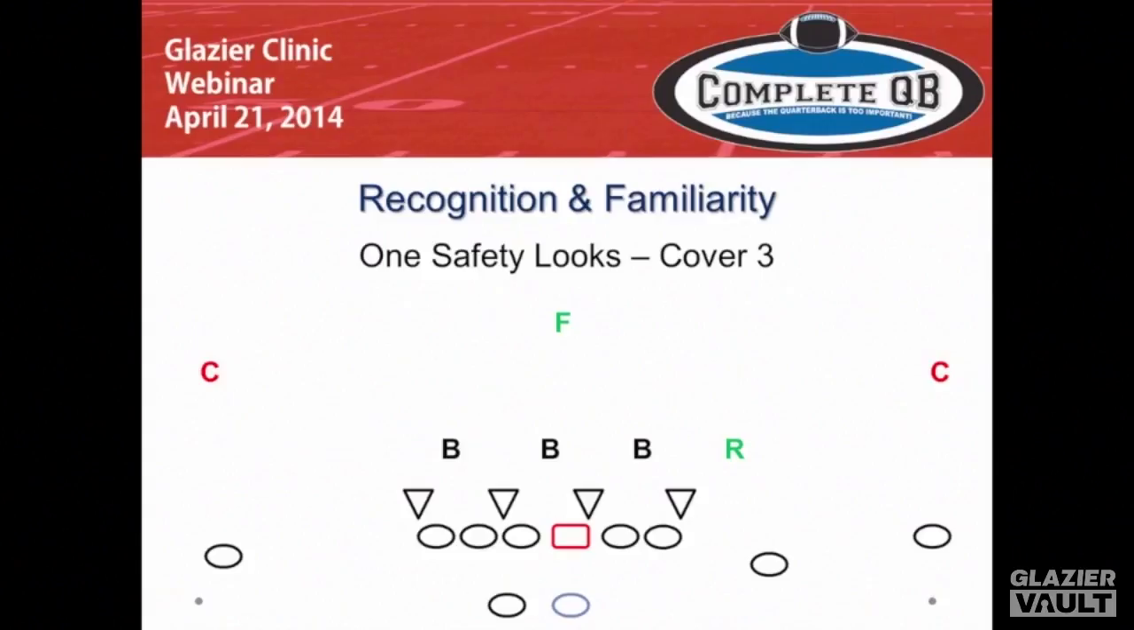We'll also talk about pre-snap alignment in terms of determining which flat is weak as well. So a lot of that's going to depend on our linebacker alignment. So that's our first one safety look there, cover 3.